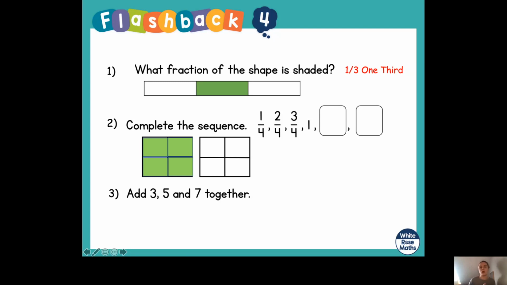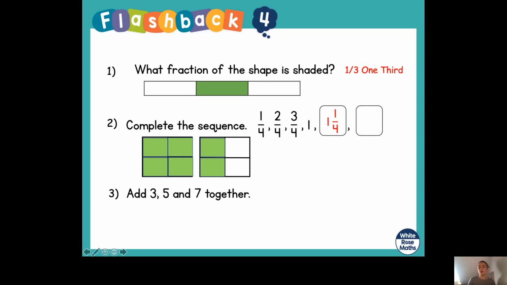Okay, so we've got our whole shape shaded in, but we need to continue the sequence. So now let's shade in another quarter in the next shape. Okay, so now we've got our whole, so our 1, and what have we got in the next shape? Well, we've got 4 parts with 1 shaded in, so that's 1 and 1 quarter. The 1 representing the shape completely shaded in, and the 1 quarter representing the shape with just 1 of the quarters shaded in.